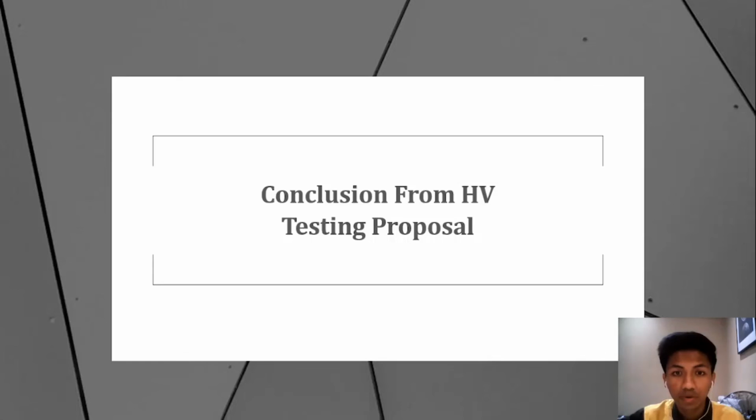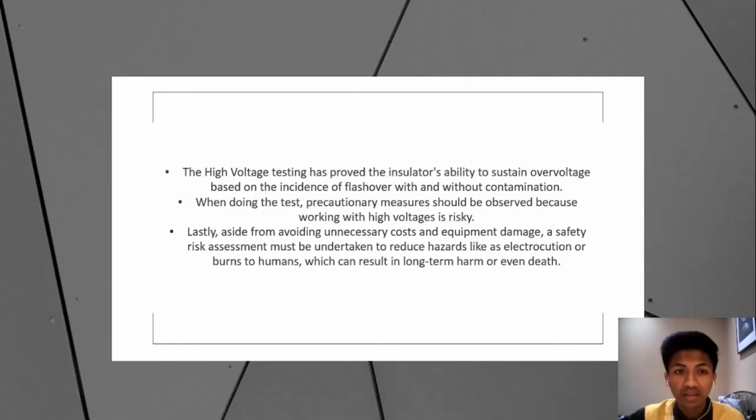Next, conclusion from HV testing proposal. The high voltage testing has proved the insulator's ability to sustain overvoltage based on the incidence of flashover with and without contamination. When doing the test, precautionary measures should be observed because working with high voltage is risky. Lastly, aside from avoiding unnecessary cost and equipment damage, a safety risk assessment must be undertaken to reduce hazards such as electrocution or burn to humans, which can result in long-term harm or even death.